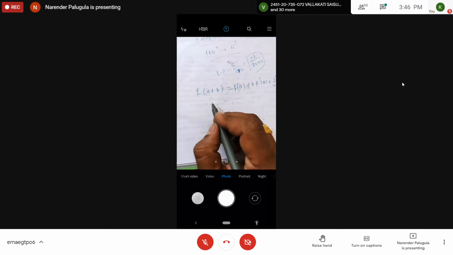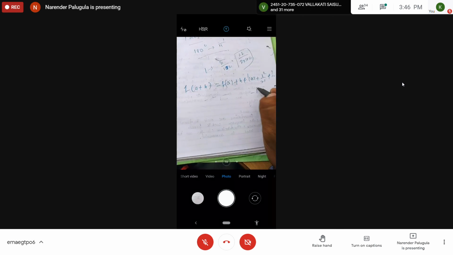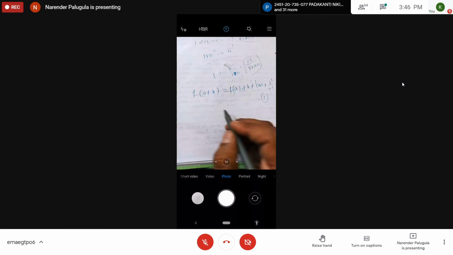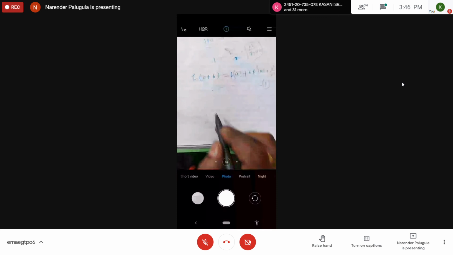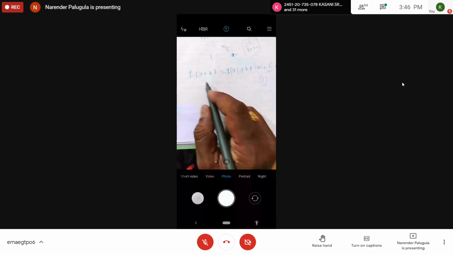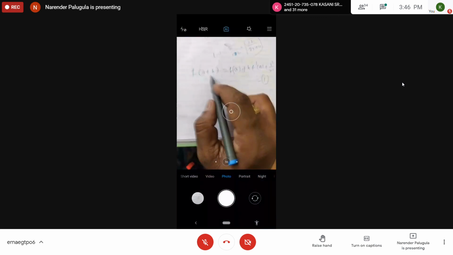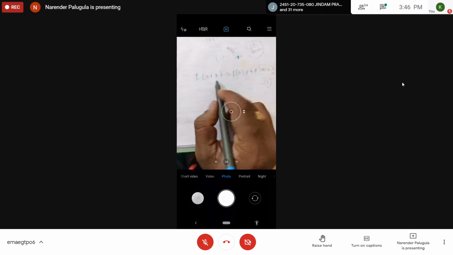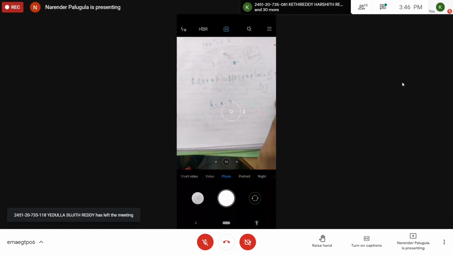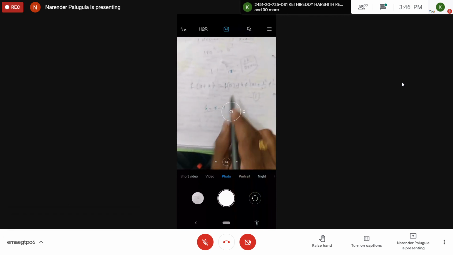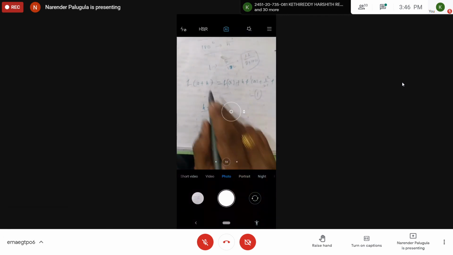Now I am going to produce some important results. I am going to give some important results using Taylor theorem. If I put h is equal to x minus a, what do we get in this theorem? In this formula, if I put h is equal to x minus a, then what do we get?